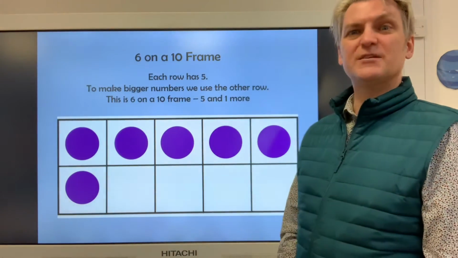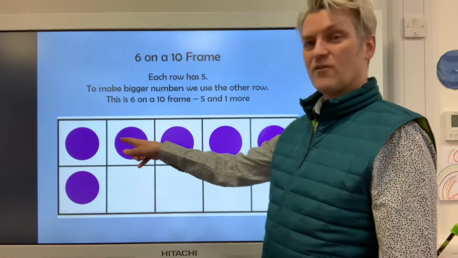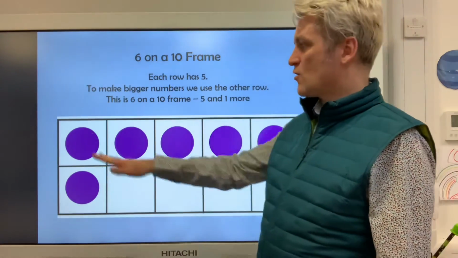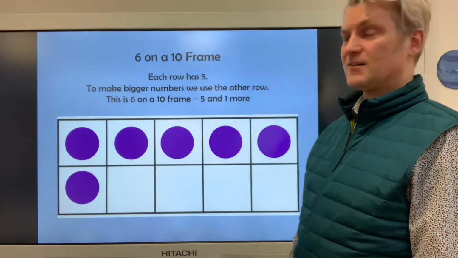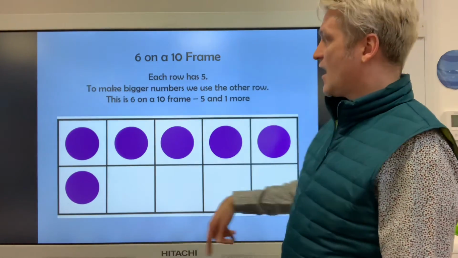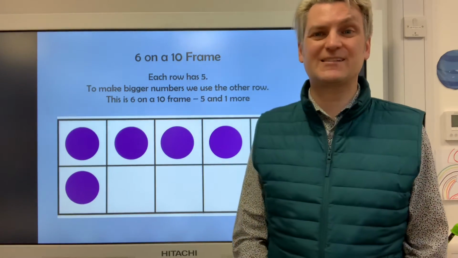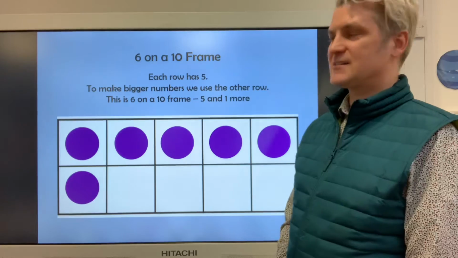This is number 6 on the 10 frame. All right, so because we've got 5 on this row, we don't need to count it. We know that there will always be 5 if the row is filled. We've got 5 and one more. We know one more, that makes 6. So we've got 5 and one more makes 6.